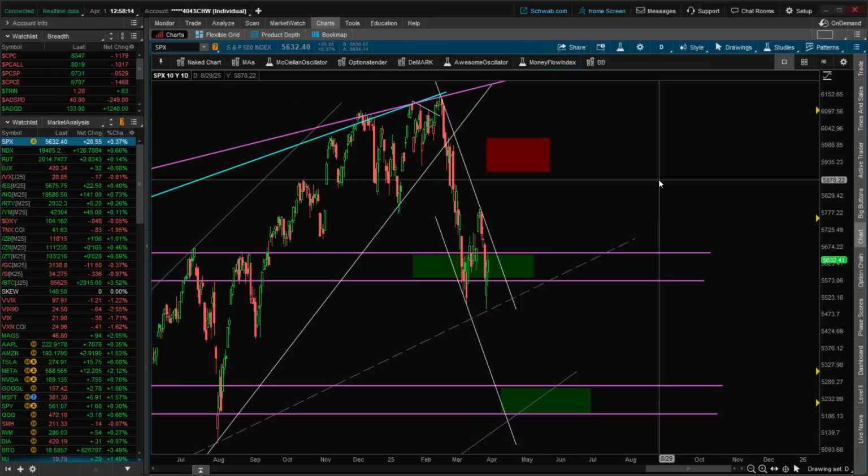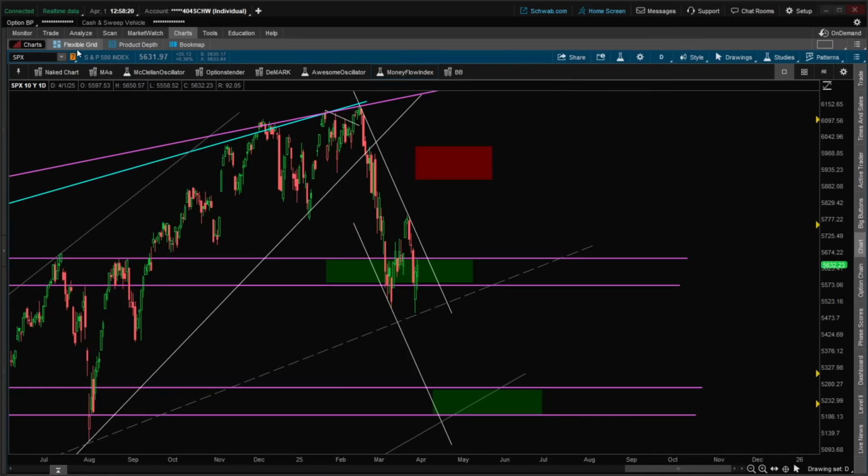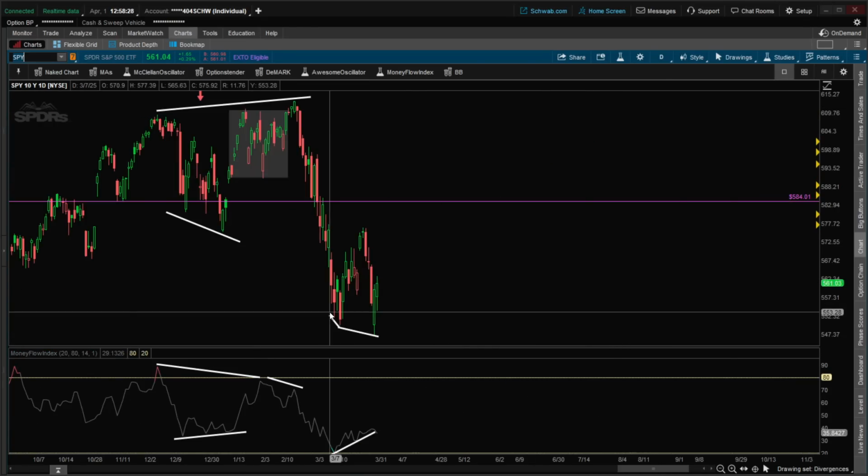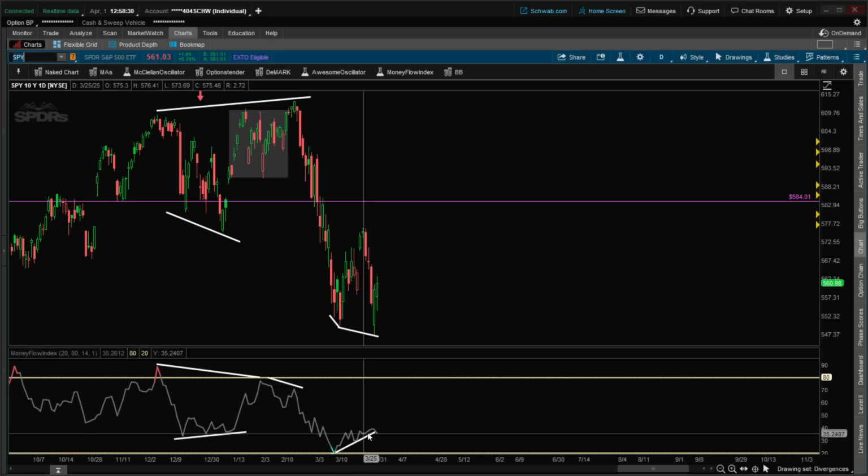Money flow index. Oh yeah, that's on SPY. Let me close this up. Let's go to SPY. And we should be on there already. Yes, so there's our money flow index. With the down move here, we had another positive divergence.